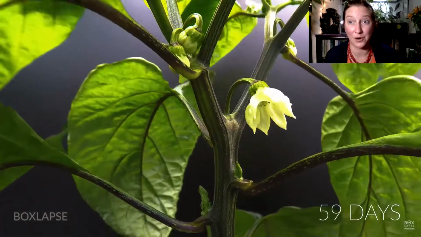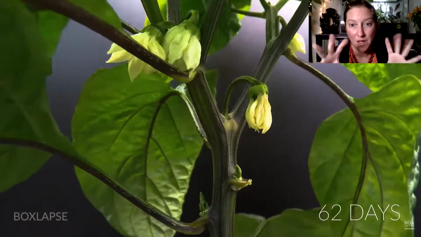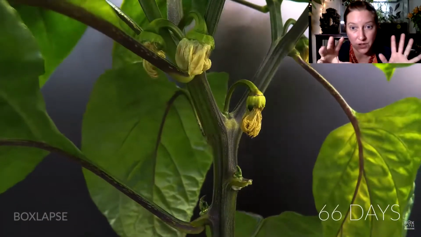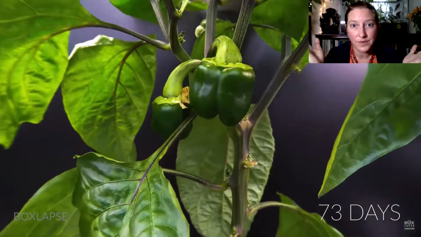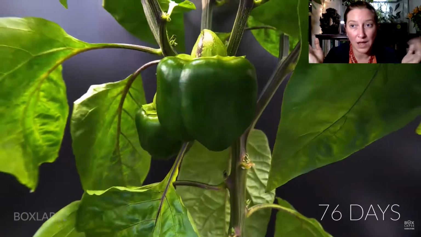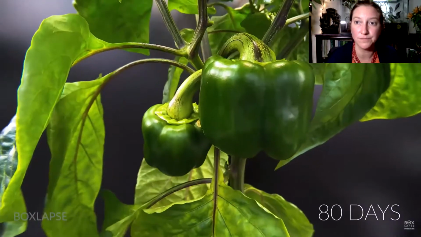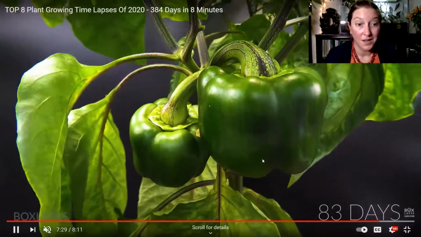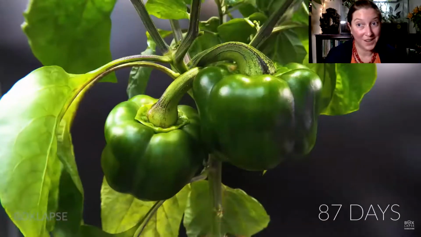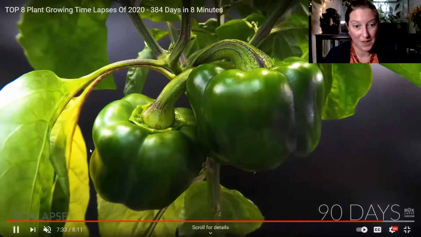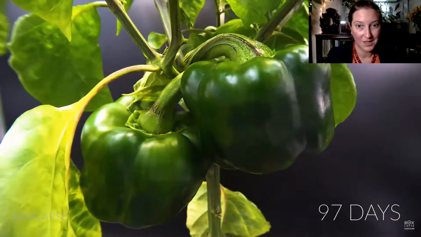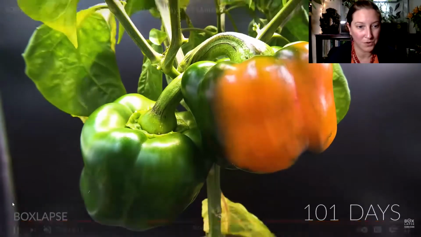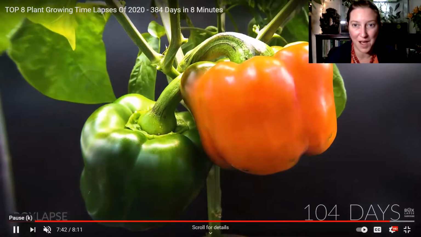There you go, pepper flowers. Opening, petals have started to wither. And look at that. Peppers coming from where the flowers were. That's right. So pretty interesting. Look at that. Like I said, that walk in the produce section is going to be a different vibe for you guys now.